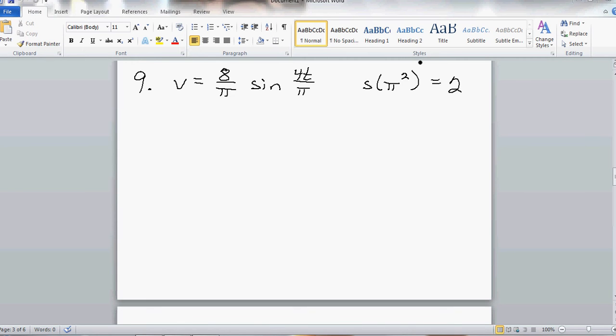Well, the derivative of s is v, so the antiderivative of v would be s. So we need to take the antiderivative of this. And so realize what that is going to mean. We start out with 8 over pi. The antiderivative of sine is a negative cosine, because if we take the derivative of negative cosine, we get a positive sine. That's the way you need to think that one through. 4t over pi. But since this is a chain rule, we have to take the derivative of this and divide by that. So the derivative of just this is 4 over pi.